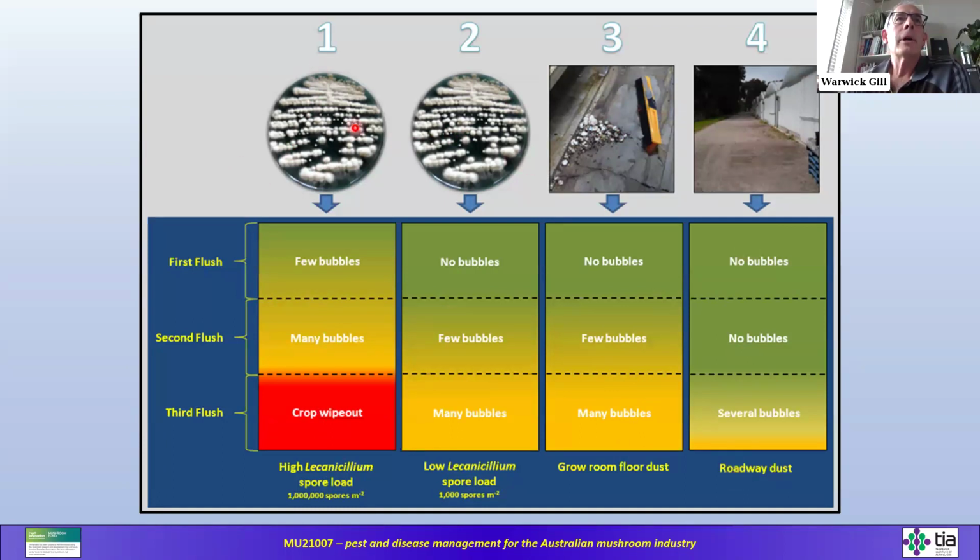She found that on a high load of spores, bubble was expressed in first flush, but by the third flush, the crop was wiped out. On the low concentration of pure Echinocilium, there was nothing on the first flush. By the third flush, dry bubble was expressing. With the casing grow room dust, similarly, no bubble in the first, but bubble expressing in the third. And for the roadway, there was no bubble expressing until late in the third flush.